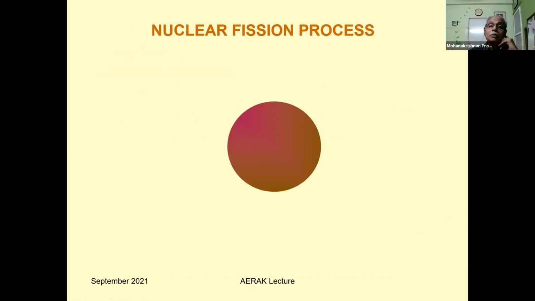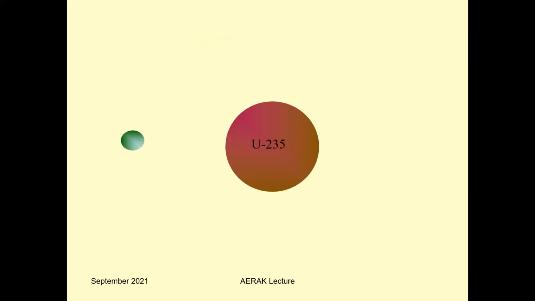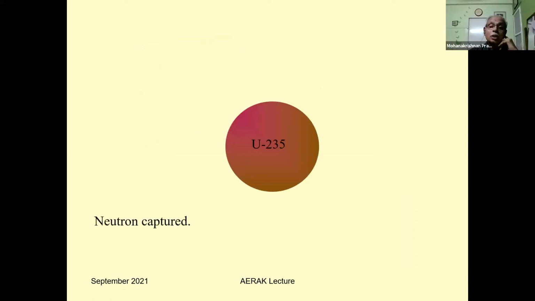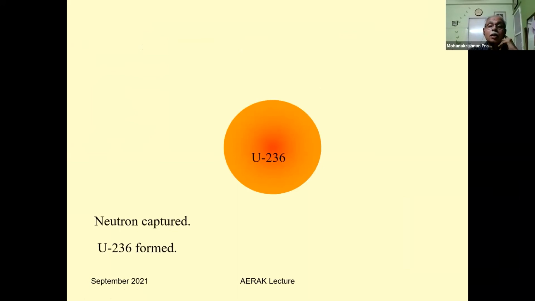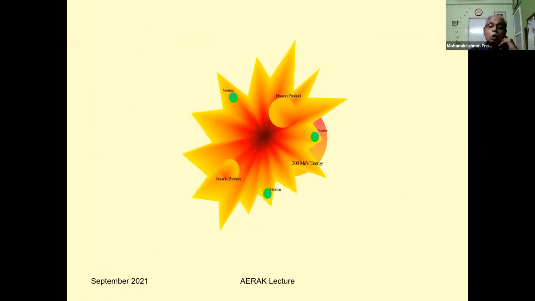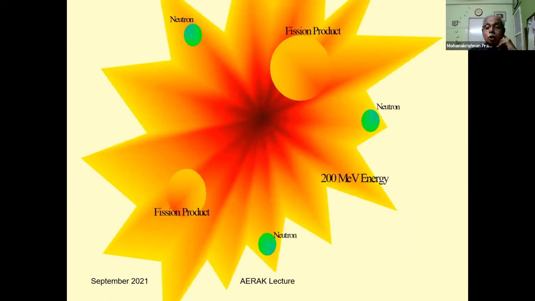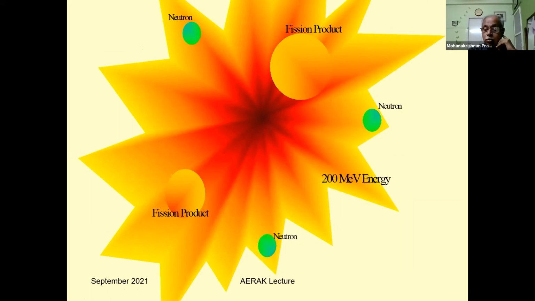In the nuclear fission process, we can see here a U-235 nucleus, a neutron is getting incident, and the deformed nucleus U-236 is formed. It deforms into a dumbbell shape and explodes. So you get 2 fission products, energy and neutrons.